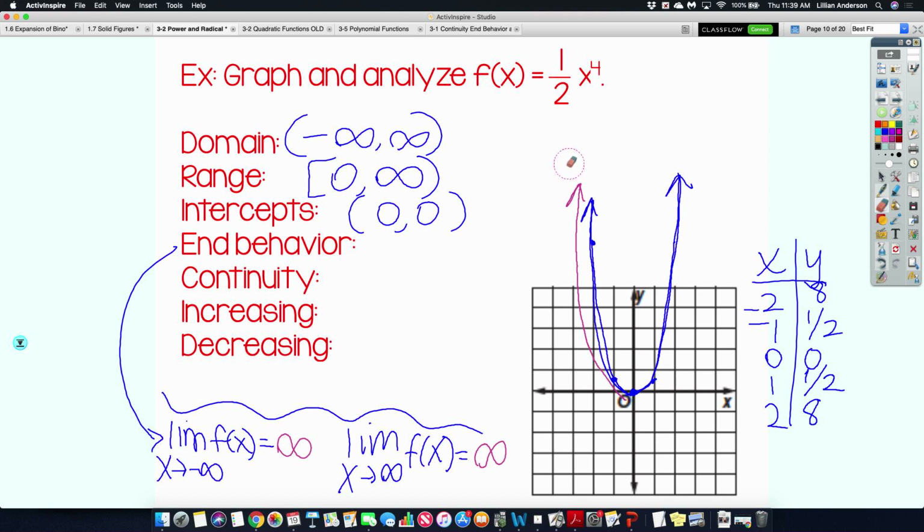Continuity. Is it continuous? Yes. That's right. There are no holes. There's no gaps. There's no breaks. So continuous, continuity, it is continuous on the entire interval from negative infinity to infinity.